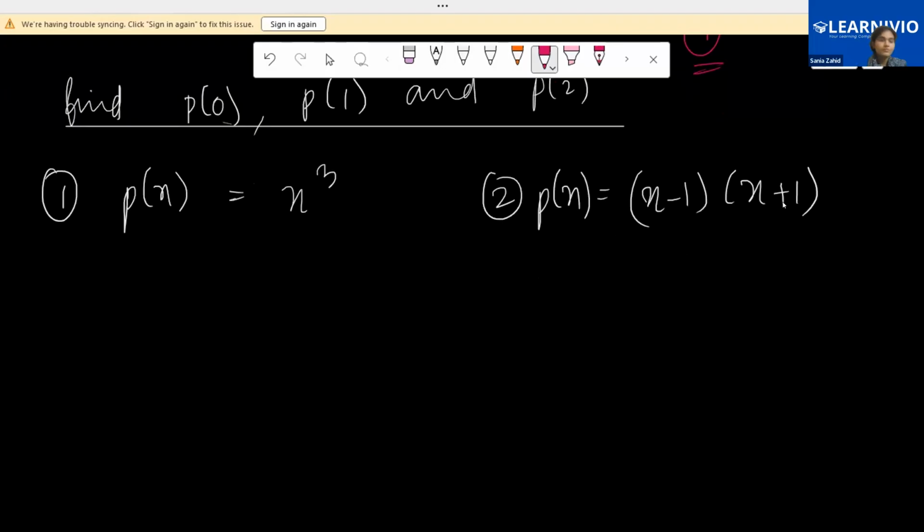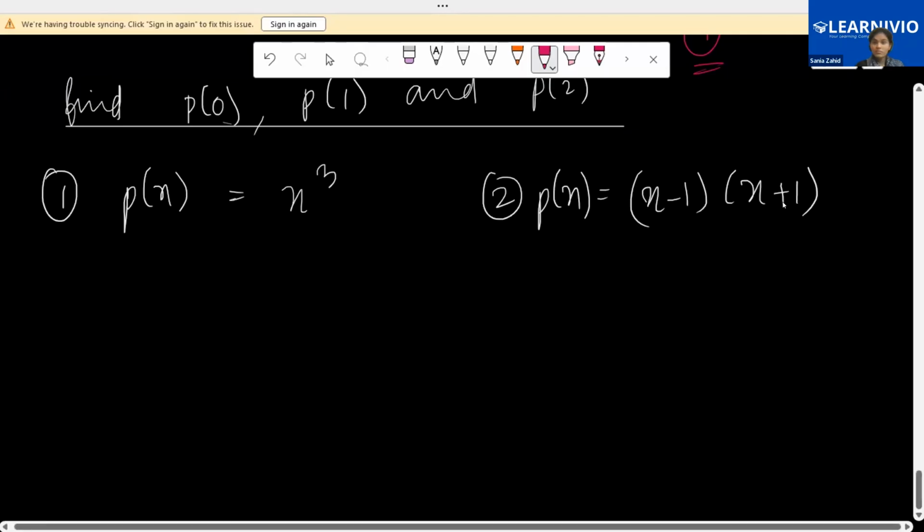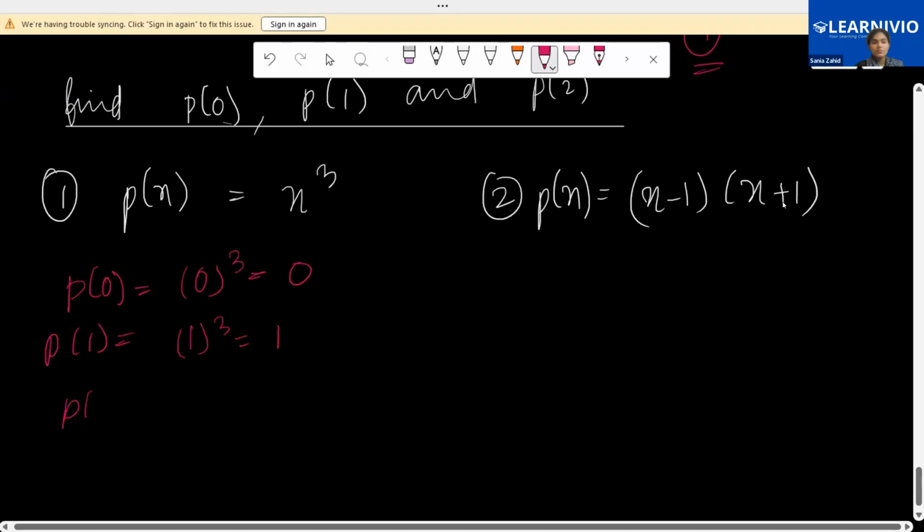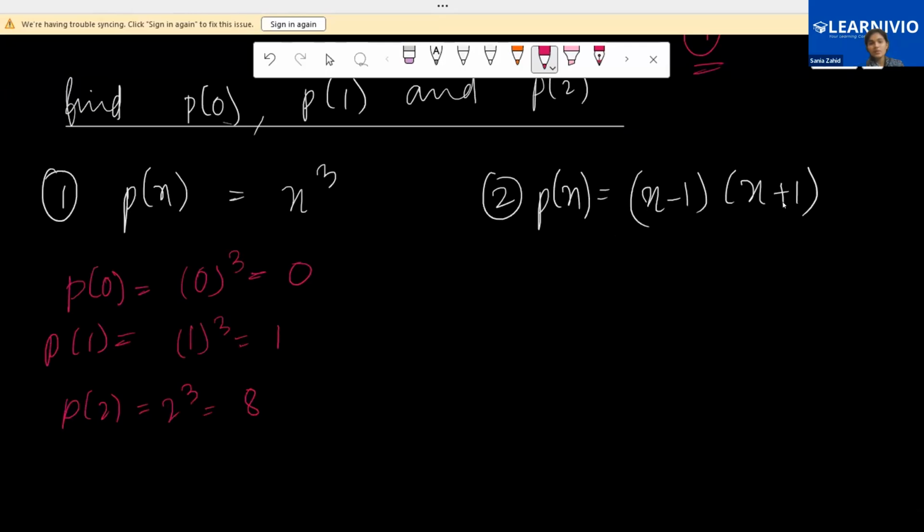First is P0. P0 will be equal to 0 cube, that's 0 only. P1 is 1 cube, that's again 1. And P2 is 2 cube, that's 8. Okay, so the first answers are 0, 1 and 8. Are you getting these answers? Yes, ma'am. Hafsa, you also? Yeah. Okay, good.